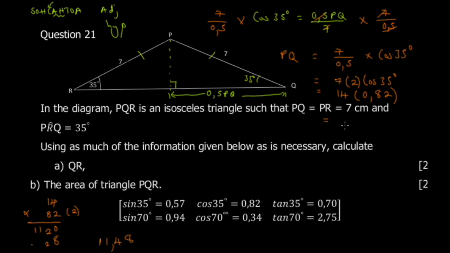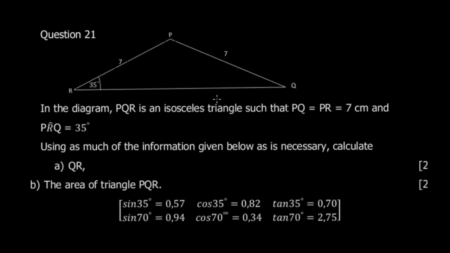So 11.48. Then you're supposed to put the units as well. So 11.48 what? The units would be centimeters. If you want, you can say x here. Then when you find the value of x, you're supposed to multiply that by 2, since the length of PQ would be 2x. So you get this one. That's how you're supposed to do it.